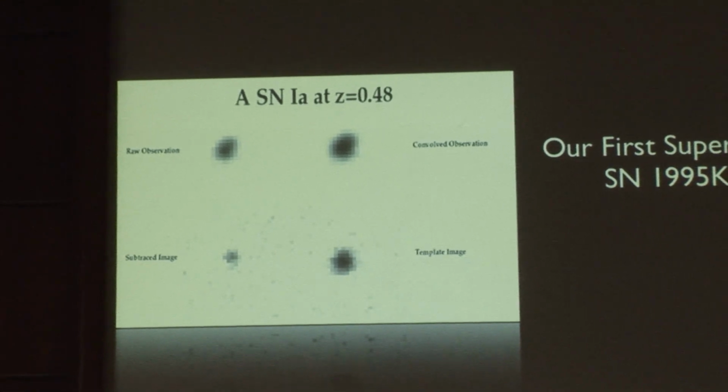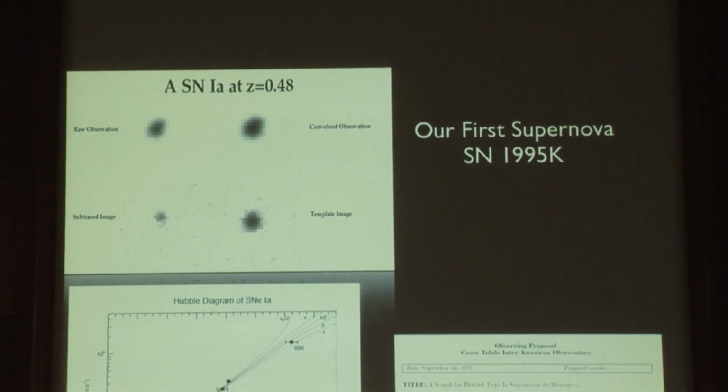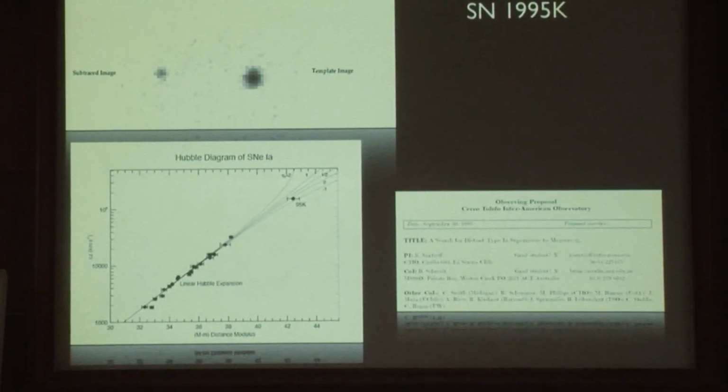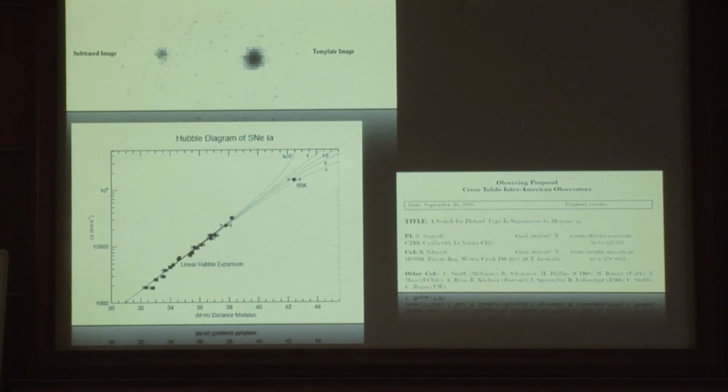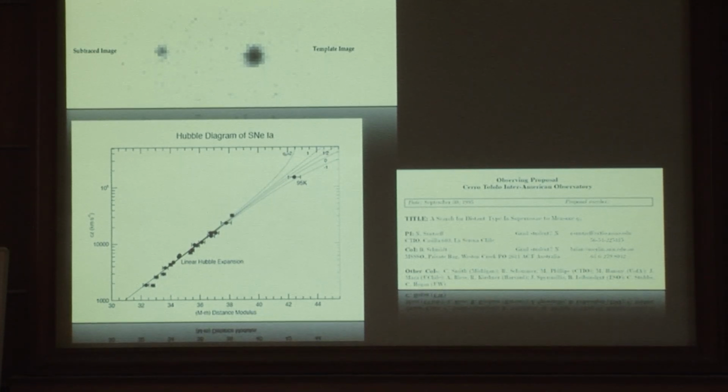So that was all night on an ESO telescope, the NTT, 8 hours. And we found out it was a redshift of 0.48, so it was the most distant object at the time, and our bacon was saved. We were able to march again and get more telescope time.